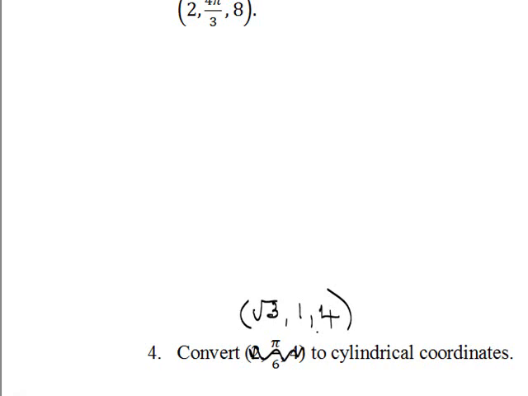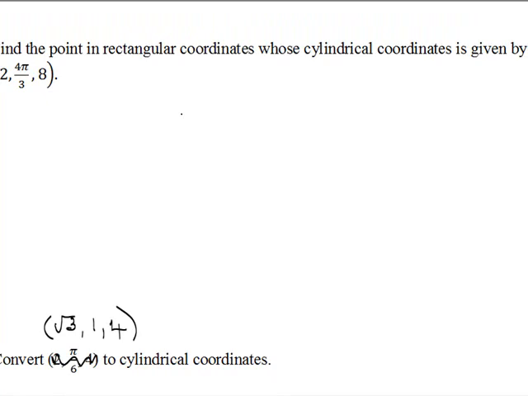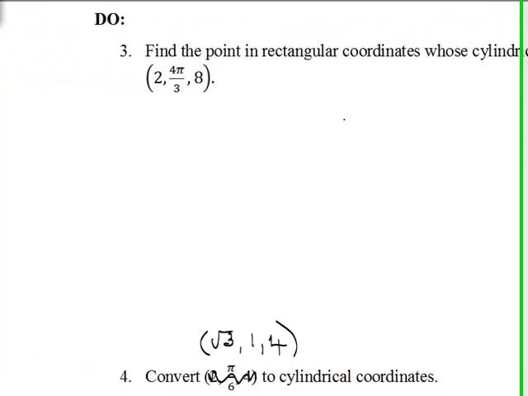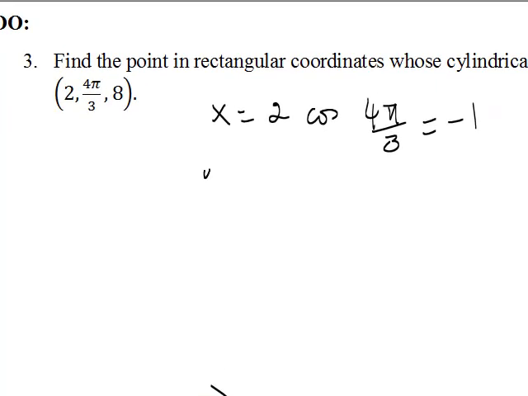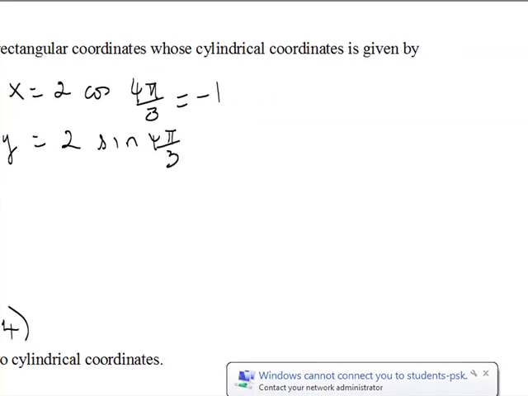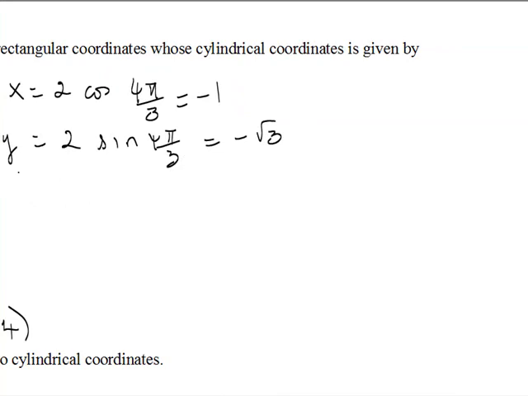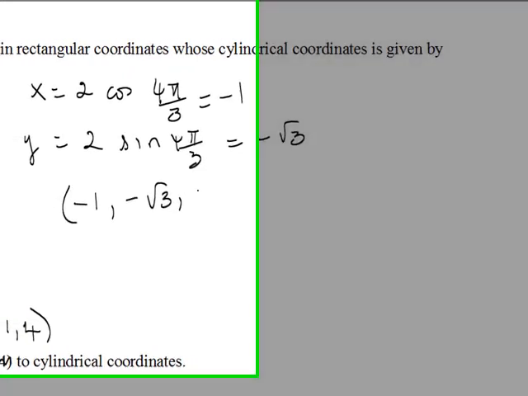Okay, let's go over it. Rectangular coordinates, so use your x equals r cosine theta and so on. So x equals 2 cosine 4 pi over 3. What did you get here? -1, great. Y equals 2 sine 4 pi over 3. What did you get? Negative square root 3. Good. And so your point is -1, negative square root 3, and 8.